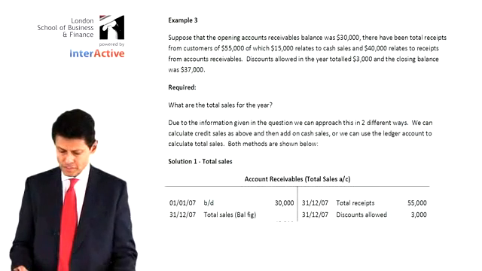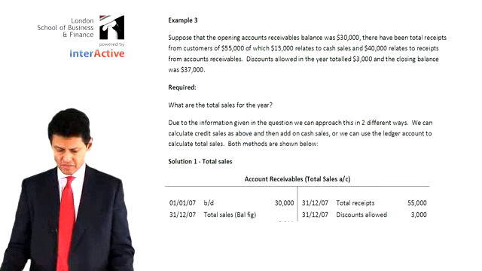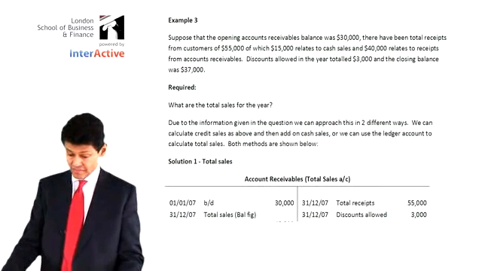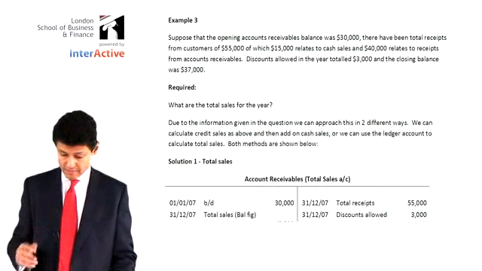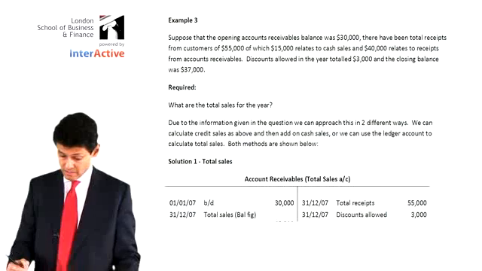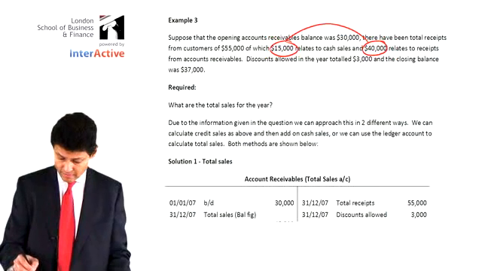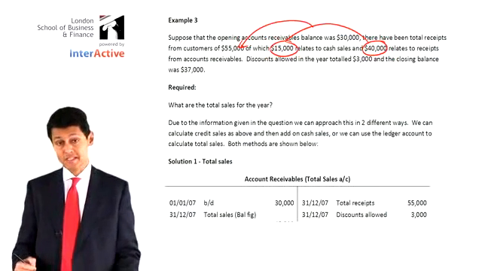Says question, suppose that the opening accounts receivable balance was 30,000. There have been total receipts from customers of 55, of which 15 related to cash sales and 40 related to receipts from accounts receivable. So obviously the 40 plus the 15 together come to 55. That makes sense.